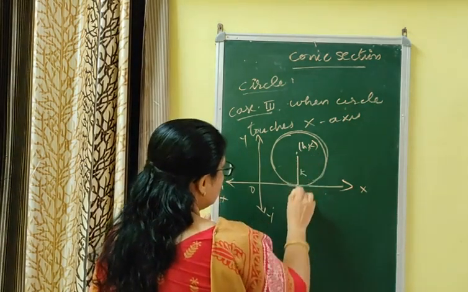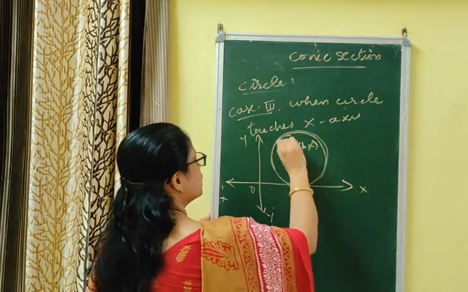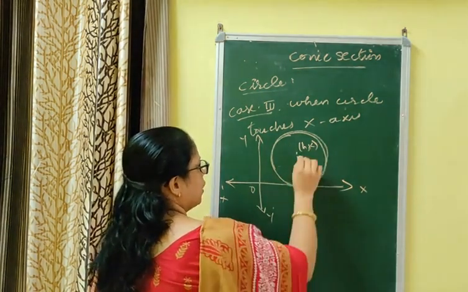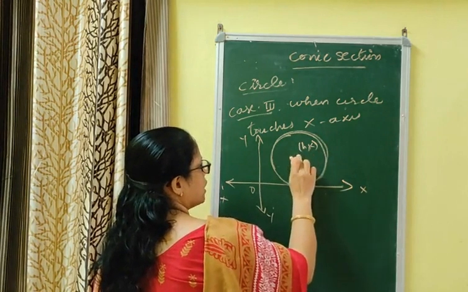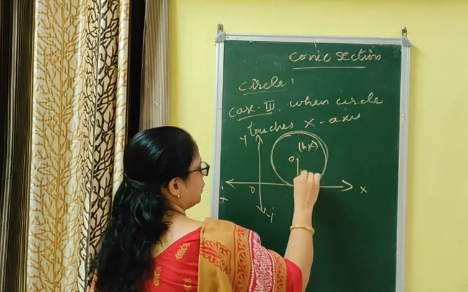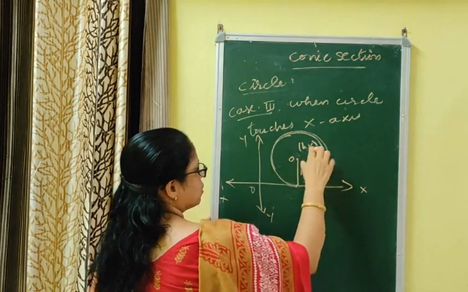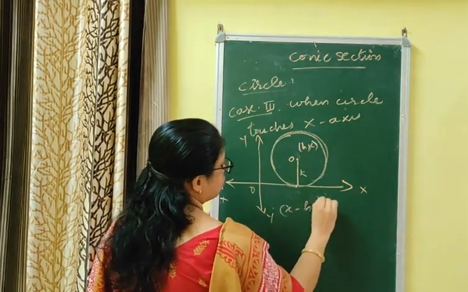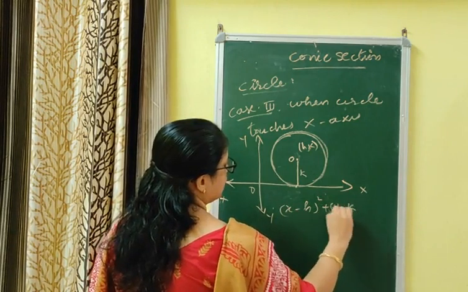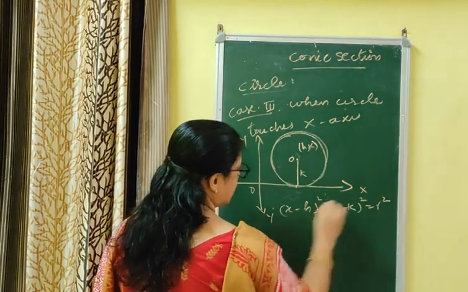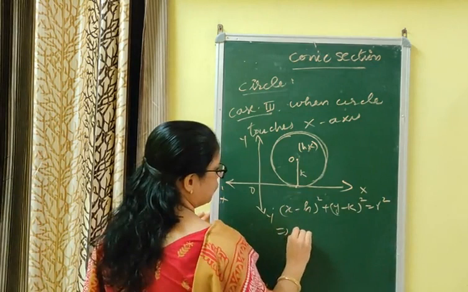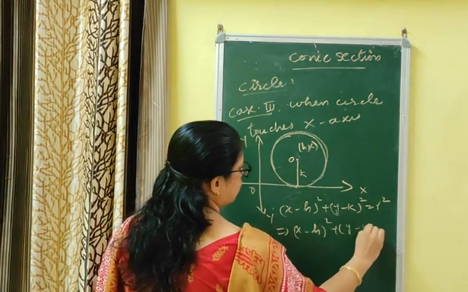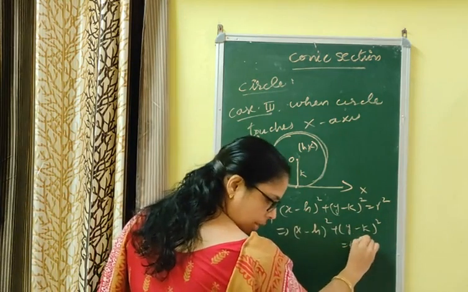There is no need of taking the point. Since the circle touches the x-axis, the figure is like that. Let the center be (h, k), and I am taking the radius as k, since this perpendicular distance is the radius, equal to k. By the central form of the equation of a circle, (x − h)² + (y − k)² = r². If you put the center as it is, you will get (x − h)² + (y − k)² = k².